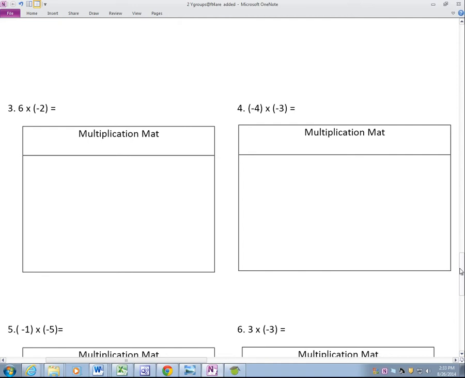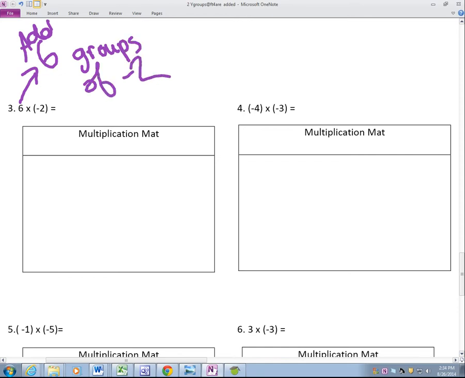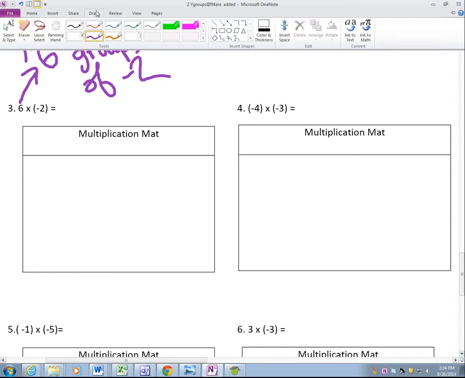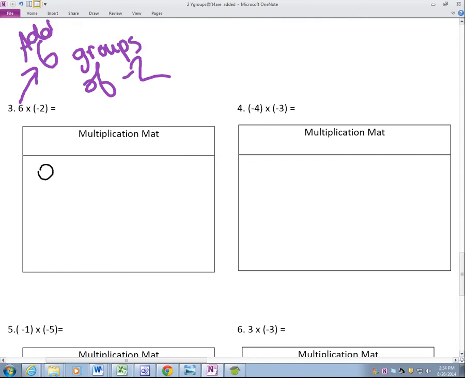The story for number 3. The story for number 3 is add 6 groups of -2 integers. Add 6 groups of -2 integers. We added 6 groups of -2 integers.